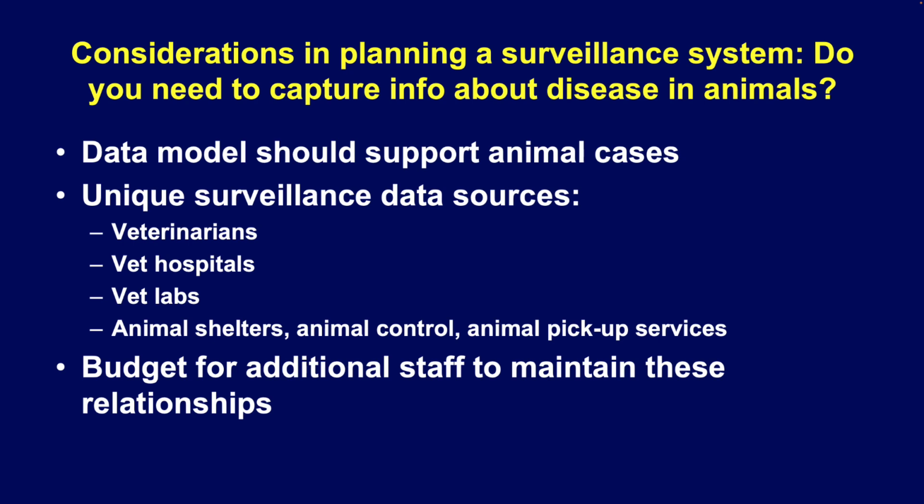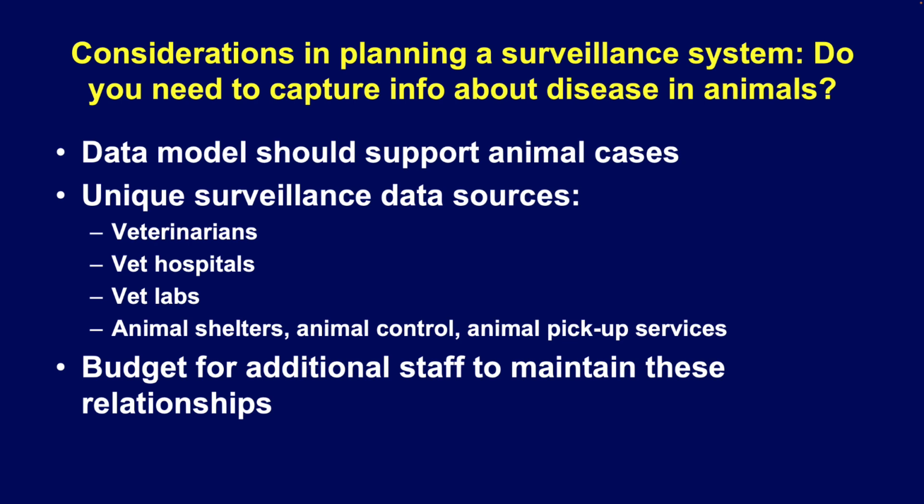Another consideration is whether you need to capture information about diseases outside of humans, for example, in animals. Increasingly, we've been seeing the value of wastewater surveillance for COVID and other pathogens. In these cases, you need a data model that allows for and supports collecting information on animal cases or environmental sources. And when you do that, you may need to get data from, say, veterinarians or sanitarians, as opposed to or in addition to healthcare providers. You may need to work with veterinary hospitals, veterinary labs, animal shelters, animal controls, and so forth.